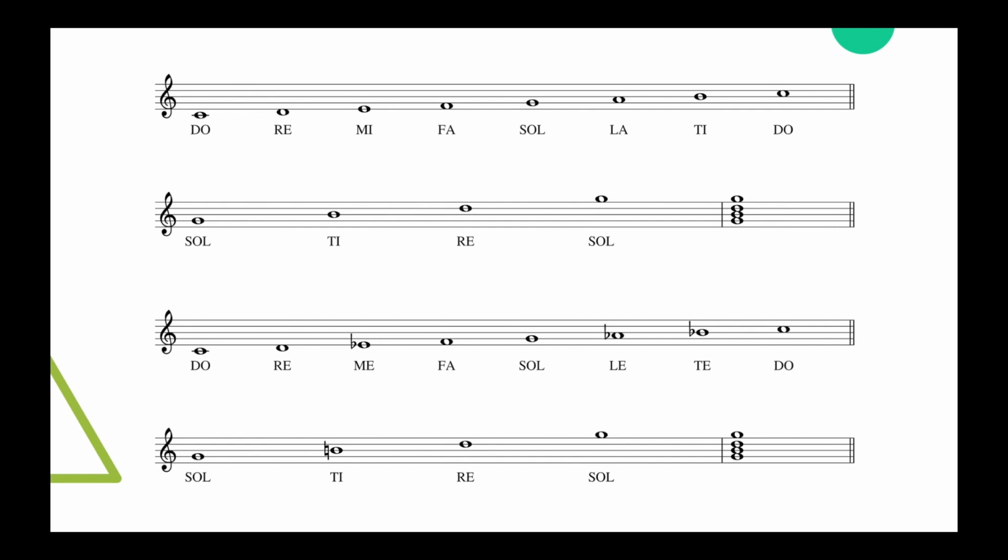However, because in the minor mode we always raise the leading tone, I'm going to make it a B natural. So if you look at the fourth line of music on the slide, I've still got sol, ti, re, sol. It's the same chord as in the major mode. The only difference being that in this case I have to use the B natural because I have to use an accidental to indicate that it's the raised leading tone. In either case, it sounds like this. Sol, sol, ti, re, sol.